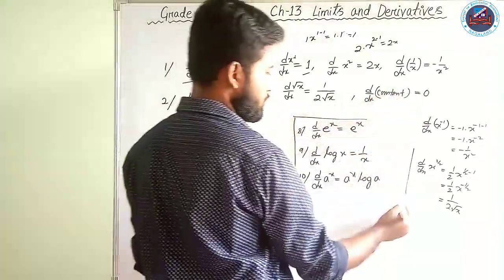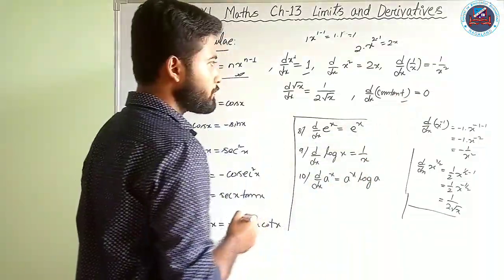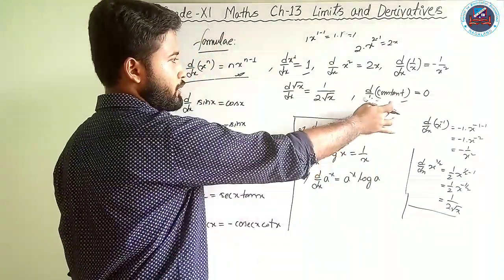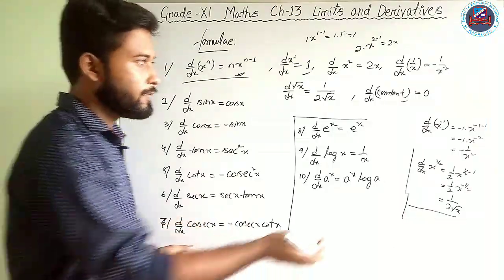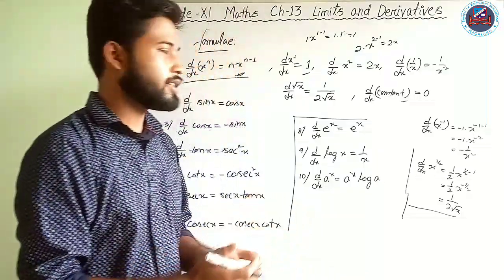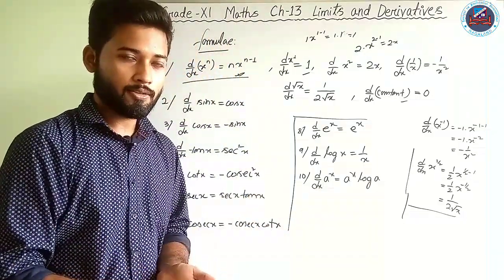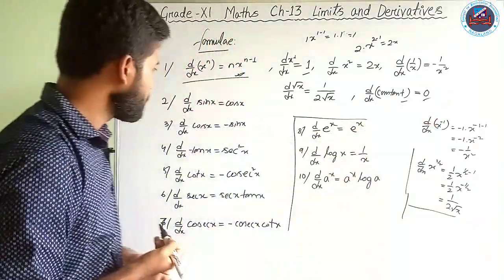And what about the last one? d/dx of any constant is 0. A very important one. Whatever constant we have, d/dx says that it is the rate of change, isn't it? So if I take a constant velocity and want to change it with respect to time or anything, a constant cannot be changed, isn't it? So it is always 0.